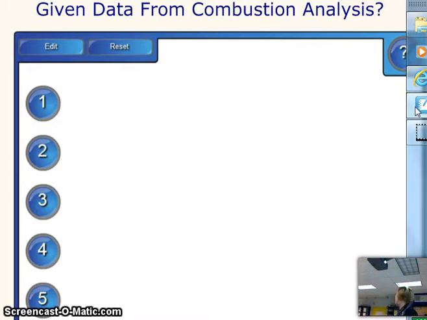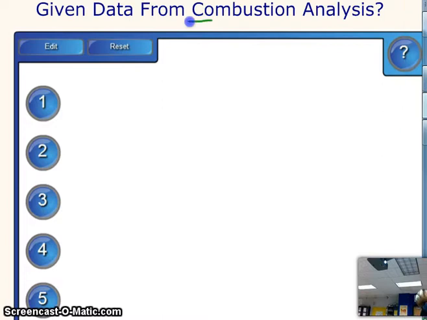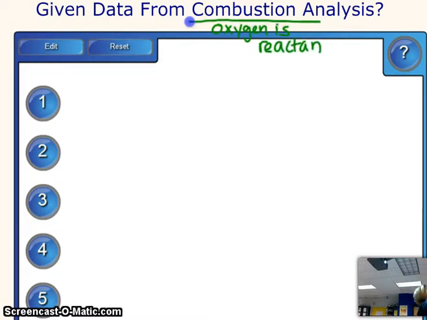We're going to learn how to calculate the empirical formula given different data. So instead of giving the percent of each element in the compound, we're going to be given data from combustion. What you need to know about combustion is that it is the reaction with oxygen. So oxygen is always a reactant. In a combustion reaction, you need oxygen.